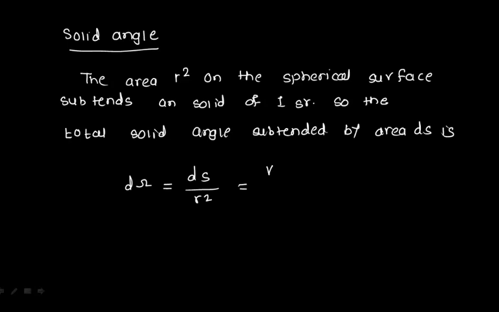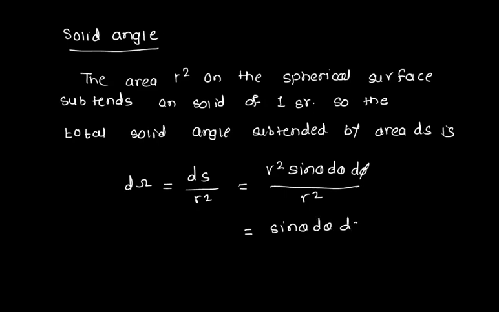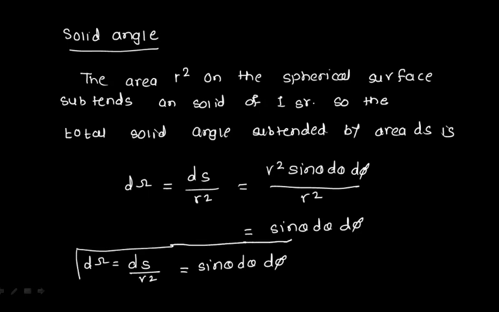So I'll put in the value of ds, r² sin θ dθ dφ, divided by r². This r² will get cancelled. I'll get sin θ dθ dφ. So in terms of ds, if I represent dΩ, it will be sin θ dθ dφ. So ds is r² sin θ dθ dφ, and dΩ, that is the solid angle, is sin θ dθ dφ.